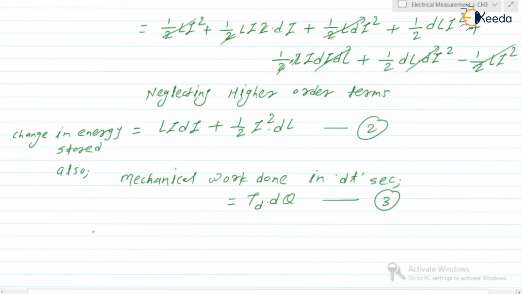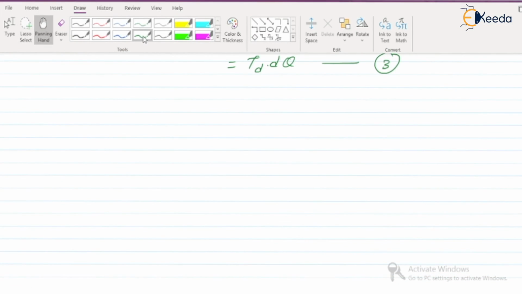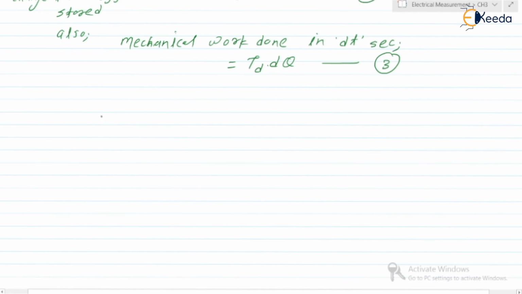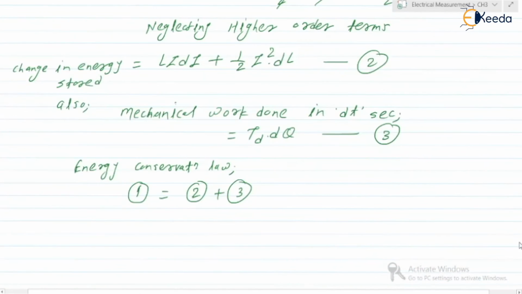Okay, now according to the energy conservation law, the input energy is equal to mechanical output plus the change in the energy stored. So according to the energy conservation law, we can write 1 is equal to 2 plus 3. Equation 1 is equal to equation 2 plus equation 3. Okay, what is equation 1? Equation 1 is Li di plus I square dl.